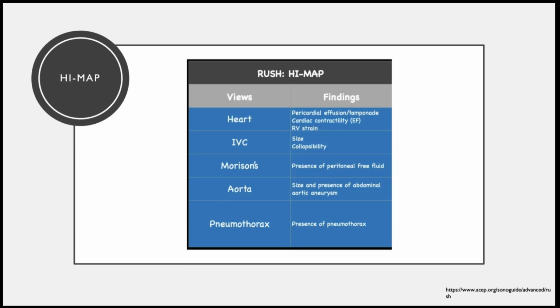Next, you'll go assess the IVC, looking at its size and collapsibility, kind of assessing for a patient's volume status. You'll then assess Morrison's pouch or do a modified EFAST exam and assess for the presence of peritoneal free fluid. You'll then assess the aorta, looking at its size and assessing if there's evidence of an aortic dissection. And finally, you'll be assessing the lungs with the P representing a pneumothorax, and you'll be assessing, is there a tension pneumothorax that's causing this patient's shock?